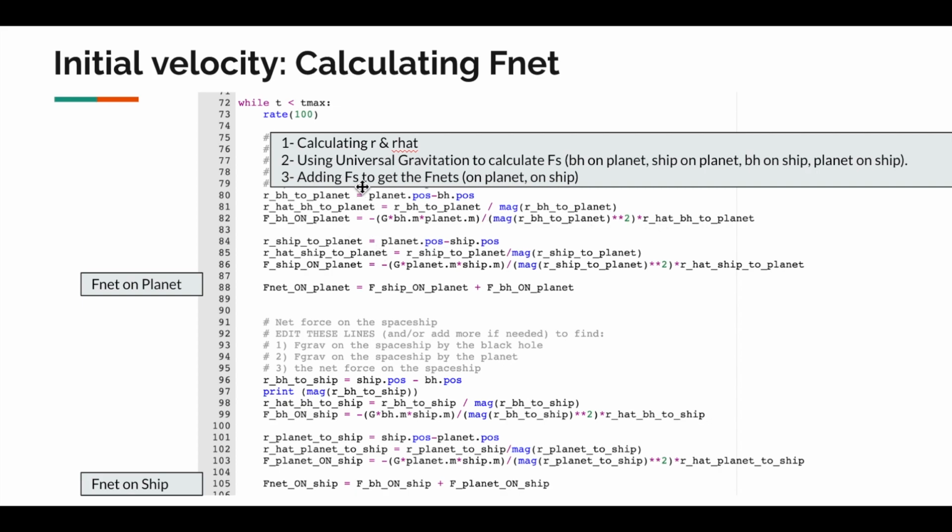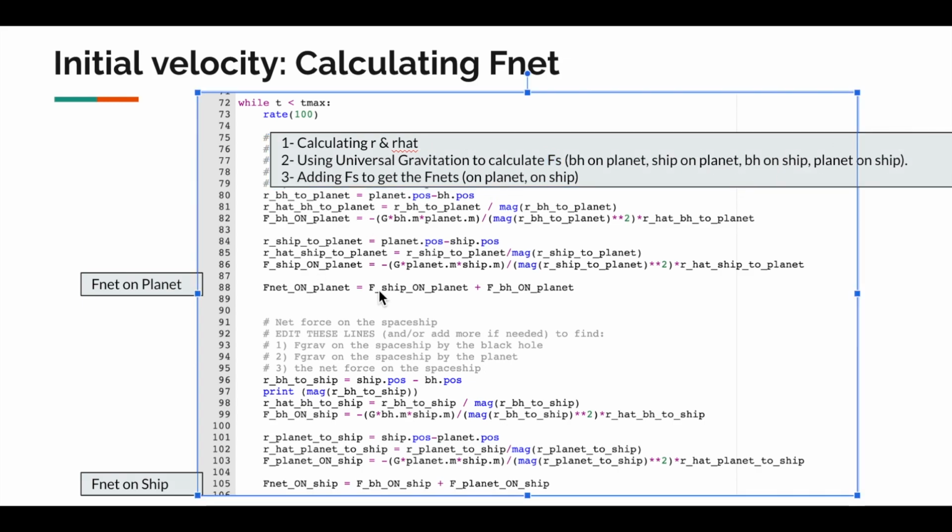essentially we use 3 different universal gravitation equations to calculate 3 different forces, which is the force of the black hole on the planet, ship on the planet, black hole on the ship, all of these, to then finally calculate the Fnet on the planet, which is the sum of the force of the ship on the planet and the black hole on the planet, as well as the Fnet on the ship in the same manner.